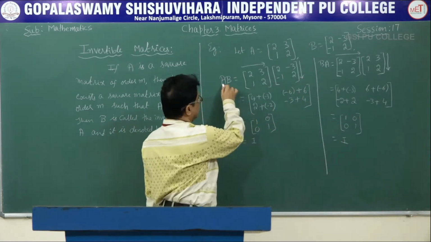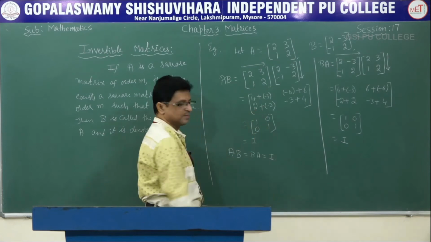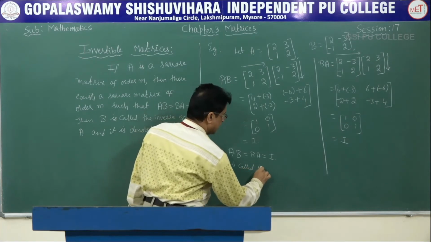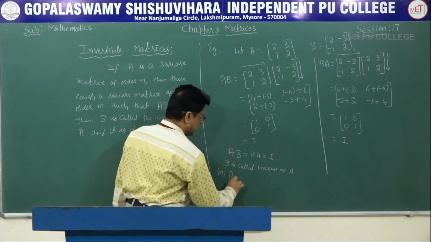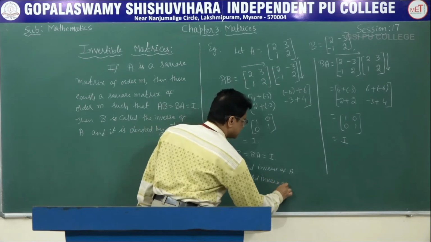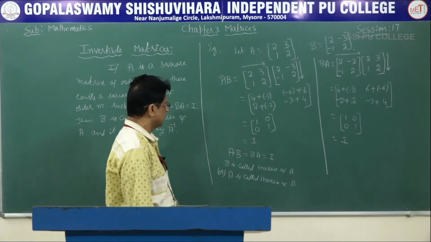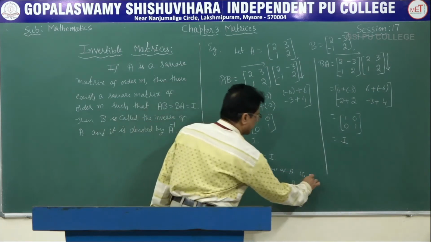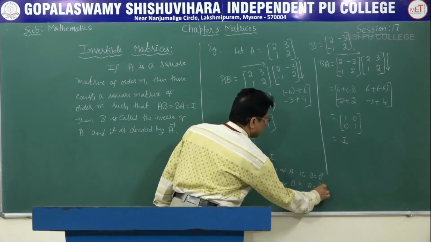That means here AB will be equal to BA, which is equal to I. Therefore B is called inverse of A, or A is called inverse of B. That is, B is called inverse of A. That is, B equals A inverse or A equals B inverse.